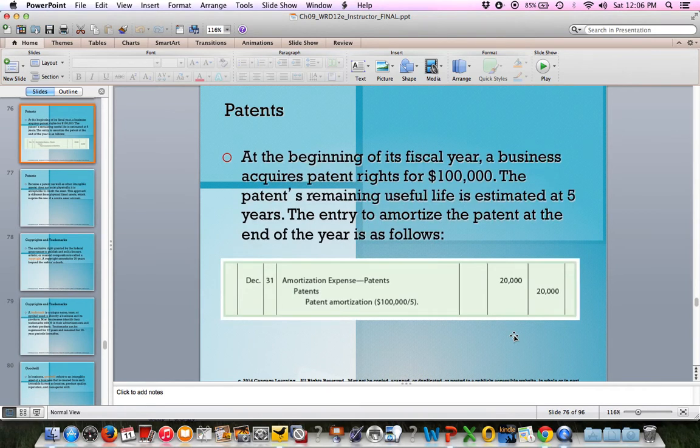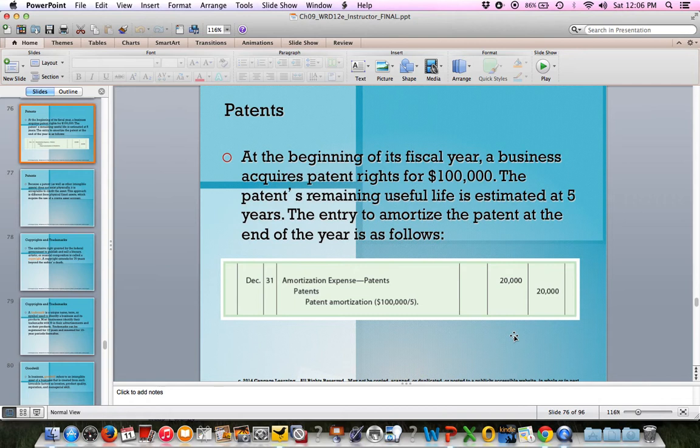Obviously they have value. At the beginning of the fiscal year, a business acquires patent rights for $100,000. The patent's remaining useful life is estimated at 5 years, and we make an entry. So it's not unusual for one company to buy the patent rights from another company or from an individual. Somebody came up with an idea, and a company has the ability to use that idea or produce a product based on that idea, and so they buy the rights.